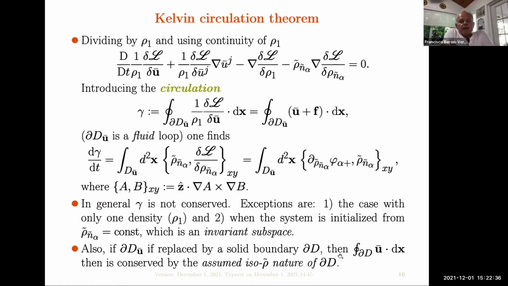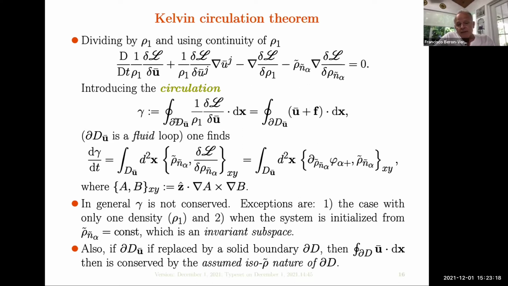An important thing is that you can rearrange the equation by dividing by rho one, use continuity, and put it in this form to get immediately a Kelvin circulation theorem. Gamma is the circulation of this quantity, which happens to be the momentum per unit mass, along a fluid loop. It's not conserved because of the misalignment of the gradients of these two quantities in here. Exceptions are the case when you have only one density, rho one, or when the system is initialized in the rho tilde constant subspace.